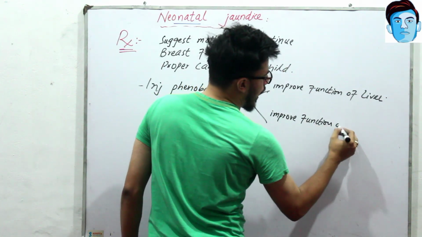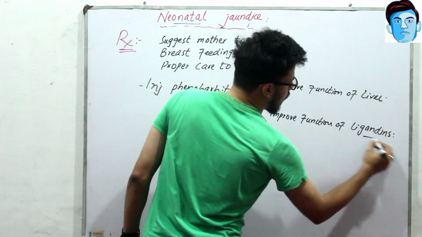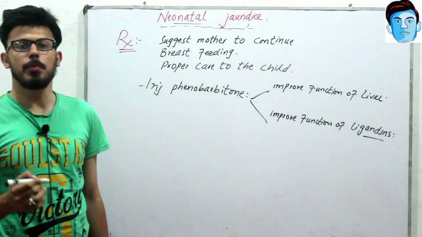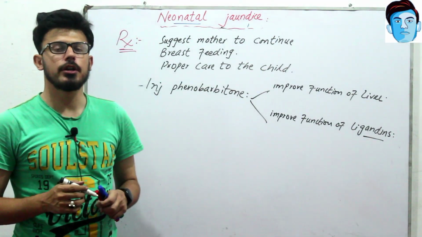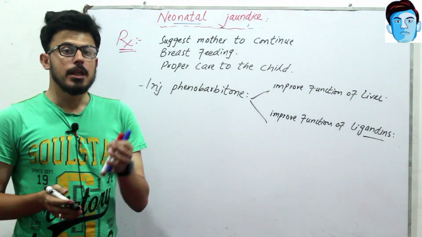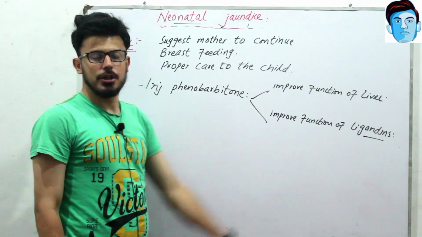ligandins. And what are ligandins? They are specific proteins required for the transportation of bilirubin from the spleen to the liver. So if it improves the function of ligandins, bilirubin can be transported from the spleen to the liver. Ultimately the unconjugated bilirubin level decreases and the jaundice will be resolved.